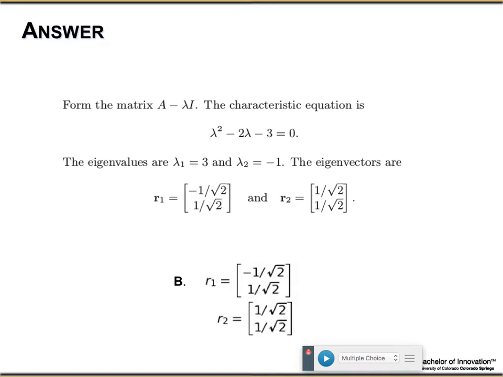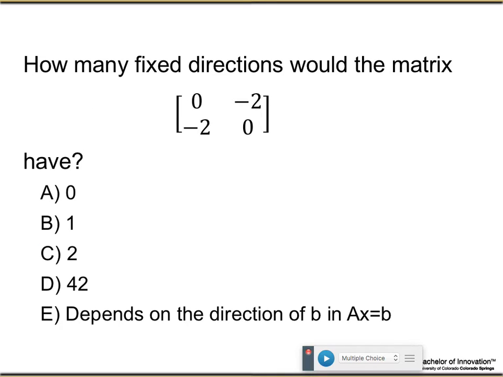Okay, so we will go through some more of these. Let's start with a simpler one, though, to give you some more confidence. How many fixed directions would the matrix 0, minus 2, minus 2, 0 have? You can work with a partner on this one.